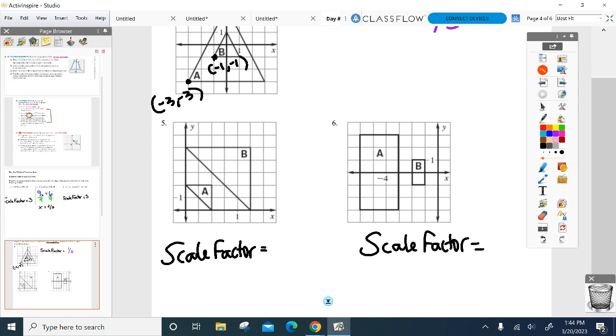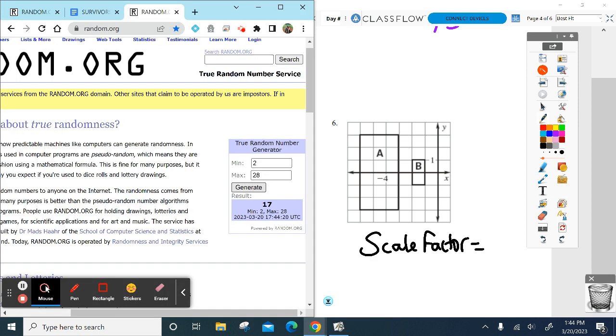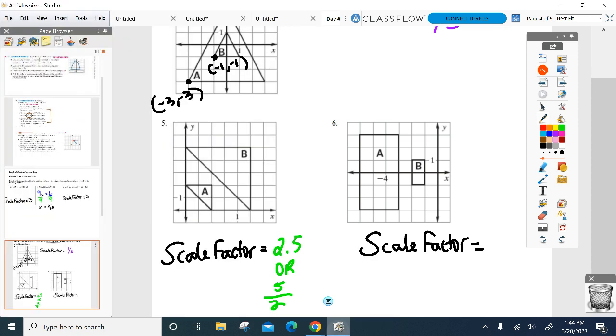What do you have for number 5? Oh, 2.5. That's what I thought. Anybody have 5 halves? That's also a good one, too, if you left it as 5 halves. I'm good with that. 2.5 is nice. So number 6. 1/3. Not 3, everyone. Not 3.